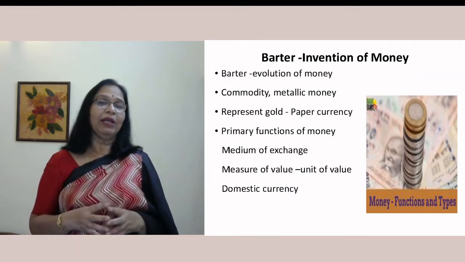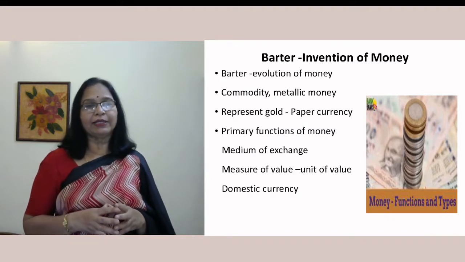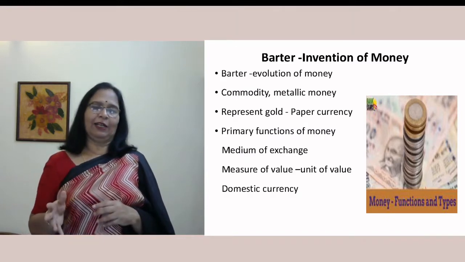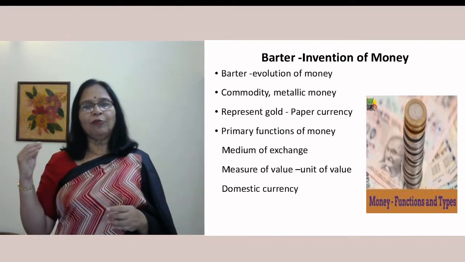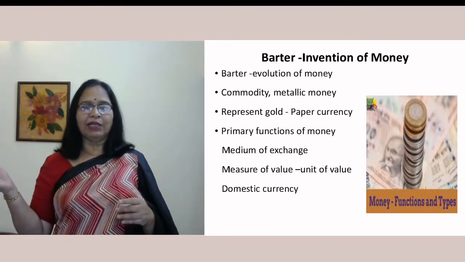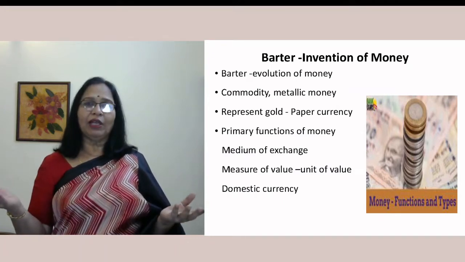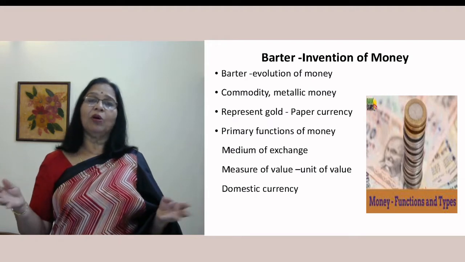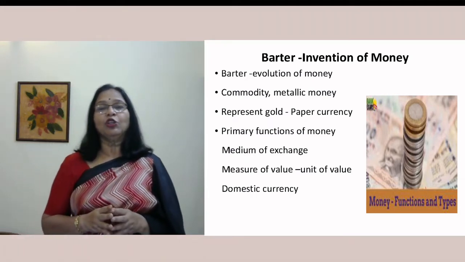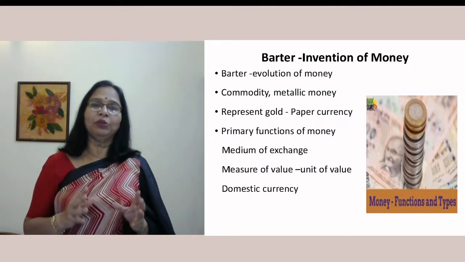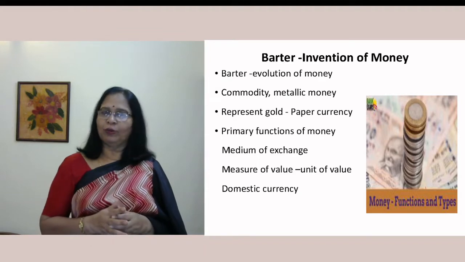And the other big function of money is that money should be acceptable both to the buyer and seller. Those who lived by the seaside had seashells, and those who lived by the forest had animal skin. Now they could not have traded with each other because these two were geographically different locations, and these commodities were not accepted. So anything that had to act as money should be accepted by both the seller and the buyer. Thus came this idea of domestic currency.